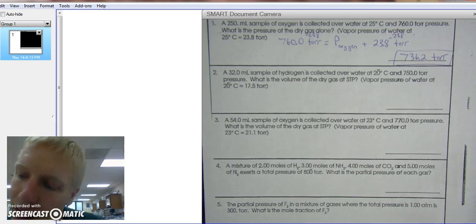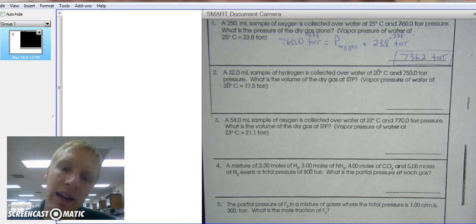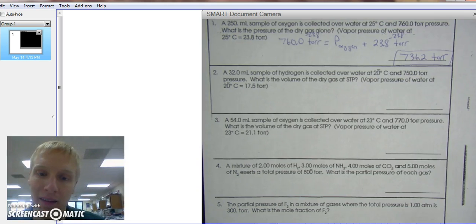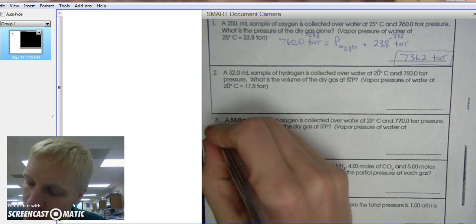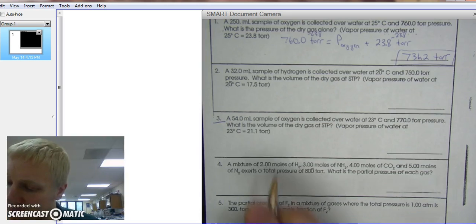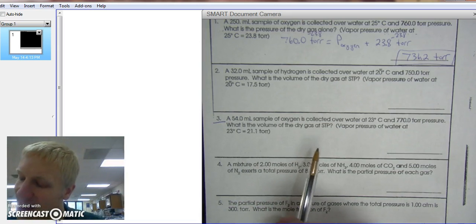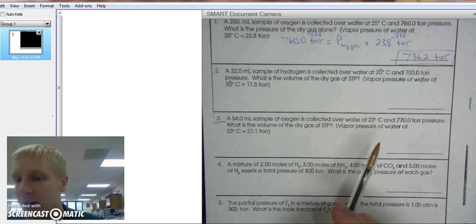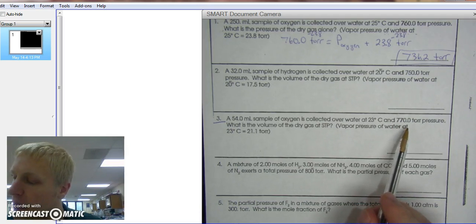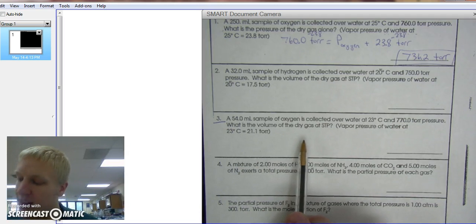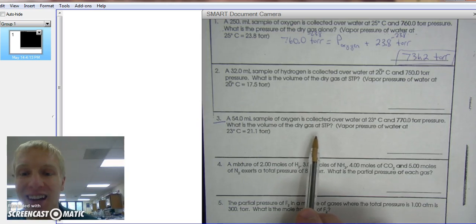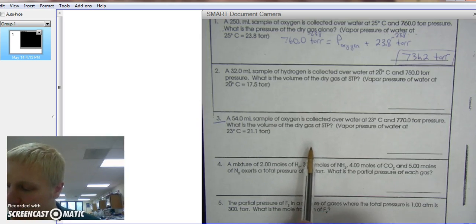Hello, in this video I'm going to be doing an example problem that incorporates both Dalton's law and the combined gas law. Question 3 is one such problem. It says a 54 mL sample of oxygen is collected over water at 25 degrees Celsius and 770.0 torr pressure. What is the volume of the dry gas at STP, which is standard temperature and pressure?